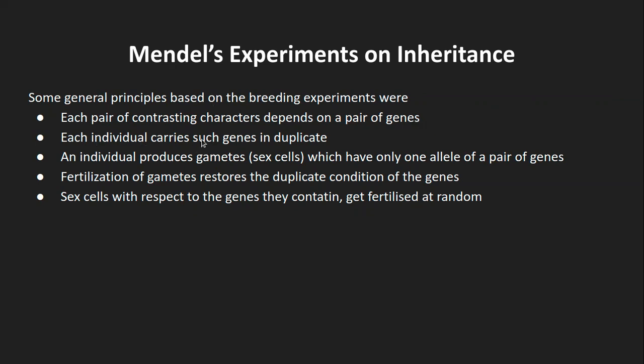Each individual carries such genes in duplicate, and each individual, whether it's a plant, animal or human, we all carry these genes in duplicate. Duplicate means there are two copies of these genes, one from mother and one from father. An individual produces gametes, that is sex cells, which have only one of the alleles. Now, out of these two, when the gametes are produced, only one goes as an allele to the next offspring to form the pair of genes, right?